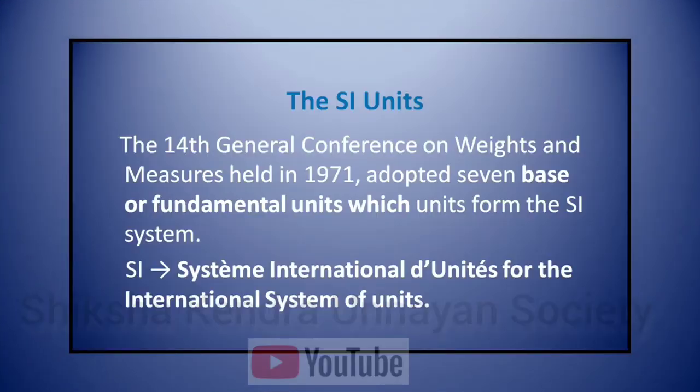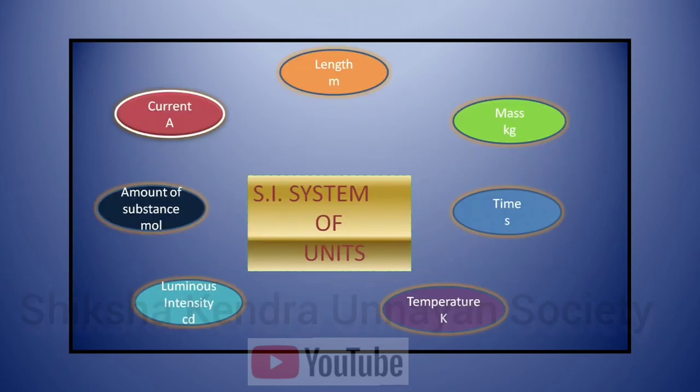The 14th General Conference on Weights and Measures, held in 1971, adopted 7 base or fundamental units, which form the SI system. SI means Système International d'Unités, or the International System of Units. The SI system of units has 7 fundamental or base units.